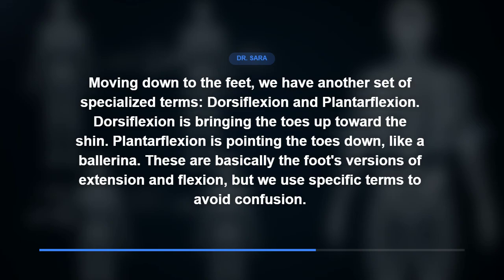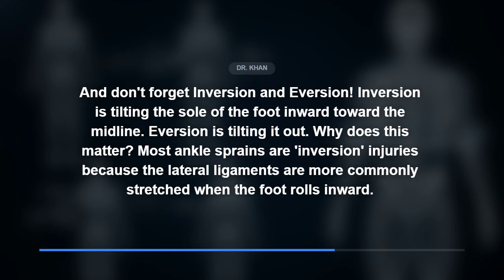Moving down to the feet, we have another set of specialized terms, dorsiflexion and plantar flexion. Dorsiflexion is bringing the toes up toward the shin. Plantar flexion is pointing the toes down, like a ballerina. These are basically the foot's versions of extension and flexion, but we use specific terms to avoid confusion.